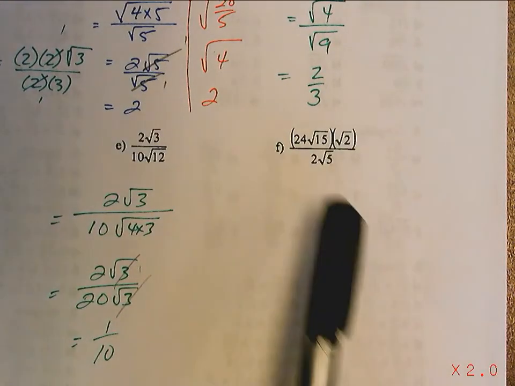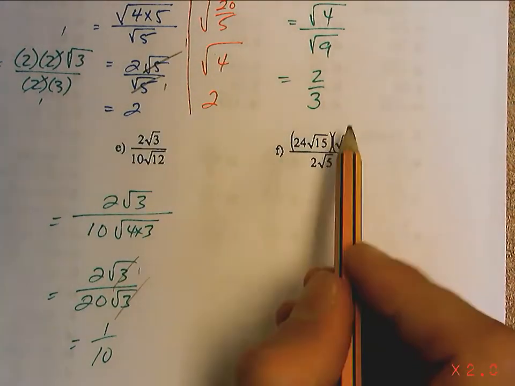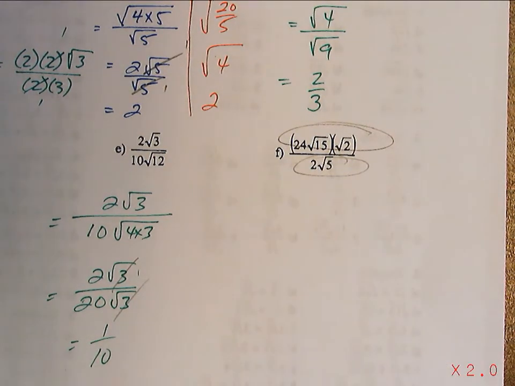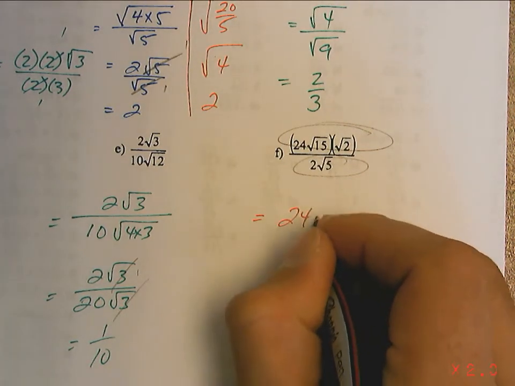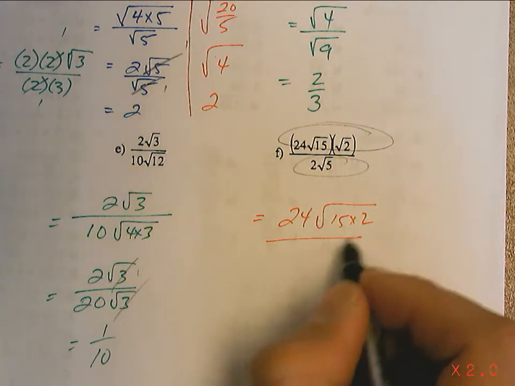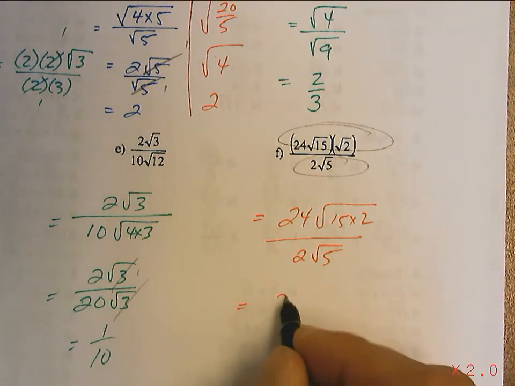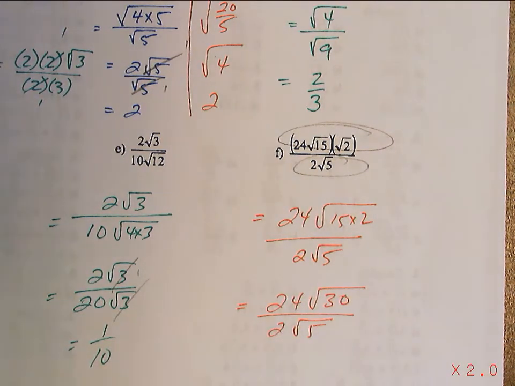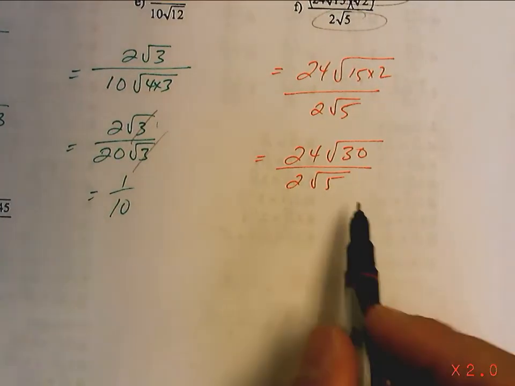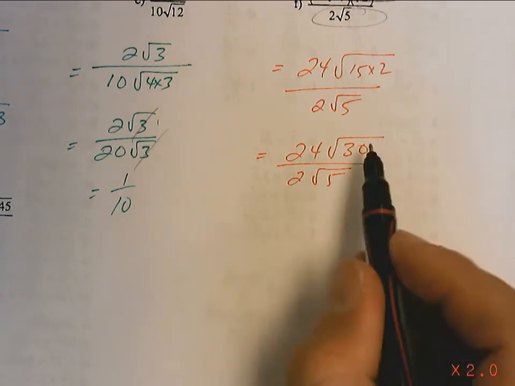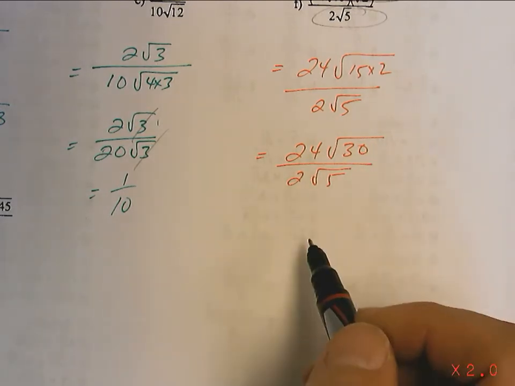Alrighty then, almost done. We got this one left. Little hint, multiply the top completely, multiply the bottom completely, and then try to reduce. So I've got a 24, and it's going to be root 15 times 2, because they both have a square root, over top of 2 root 5. That's going to give me 24 root 30 over top of 2 root 5. All sorts of different ways I can handle this. If I want, I could make that 6 times 5, but that doesn't really help me much. So 30 is kind of set.